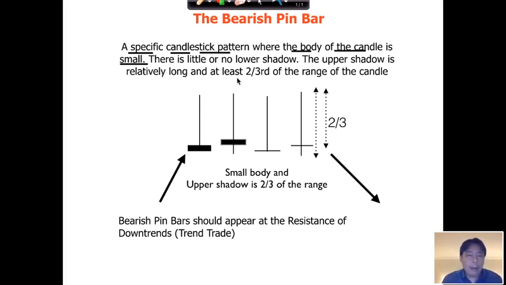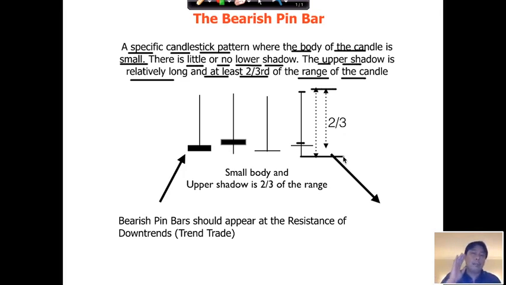For the bearish pin bar, there's little or no lower shadow, right? So there's no lower shadow, all right? So no action going down, basically, right? But the upper shadow is really long and at least 2/3 of the range of the candle. So we see a very long tail protruding like that. And again, the length of that upper shadow has to be at least 2/3 of the range of the candle, and that makes it long enough. Okay. So bearish pin bars indicate price is going to go down after it appears.